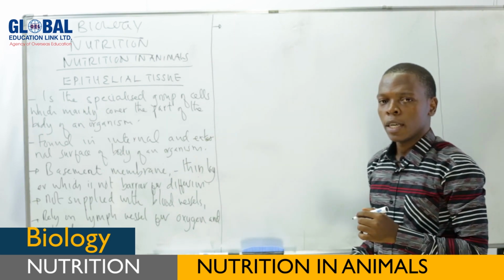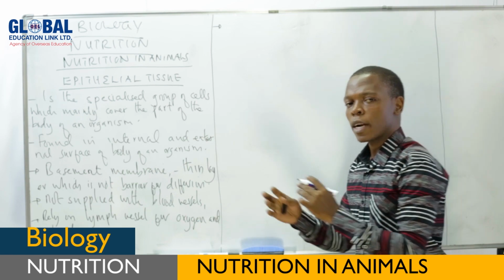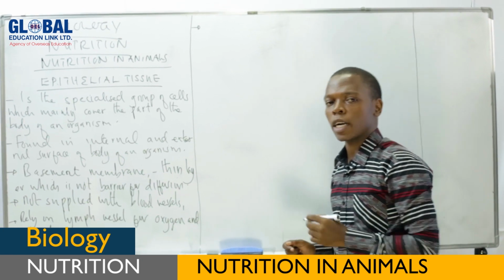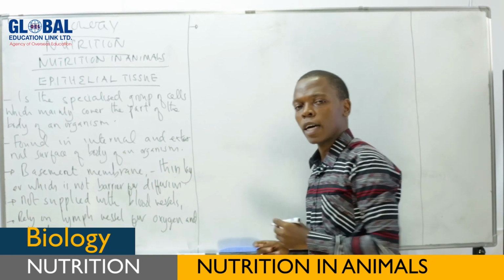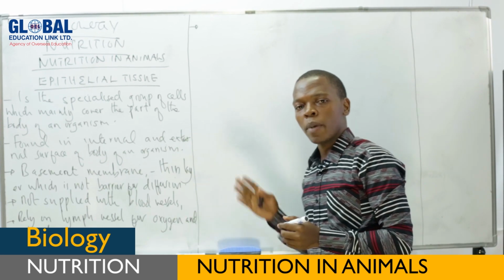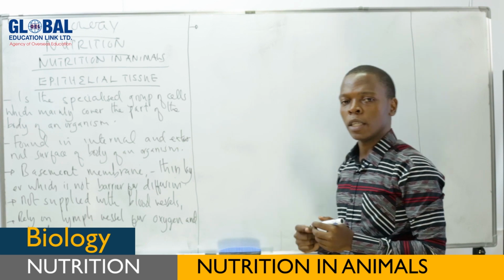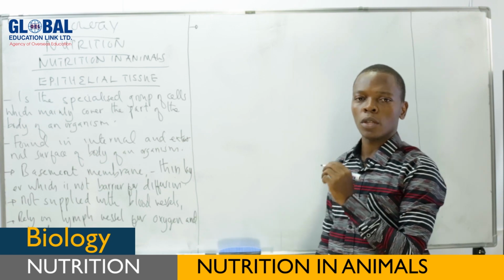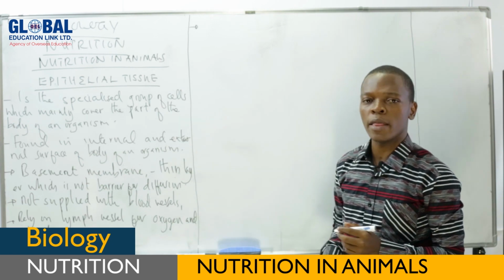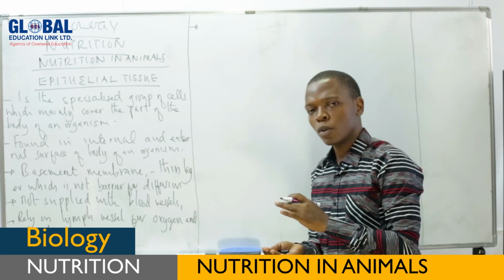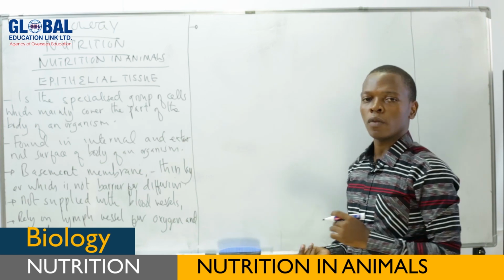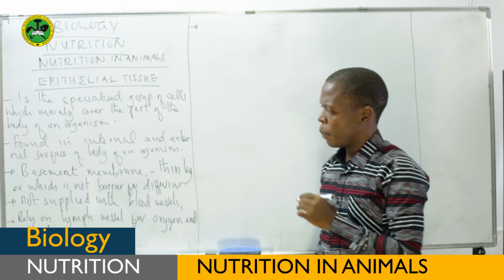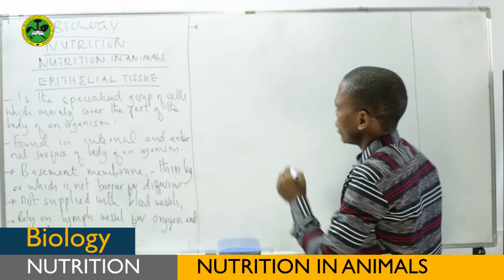As we have said, these epithelial tissues cover different parts of the body. A good example, they are found in the digestive tract, in the chamber of the heart, and again in the wall of the blood capillaries and in many other parts of the body. What are the main functions of these epithelial tissues? What are the roles performed by these epithelial tissues? Because we have said they are found on the surface of different parts of the body, what are the main functions played by them? Simply, these epithelial tissues have the following functions.